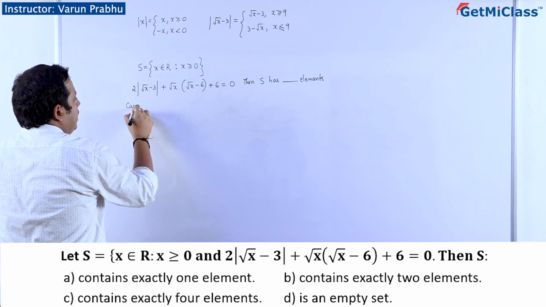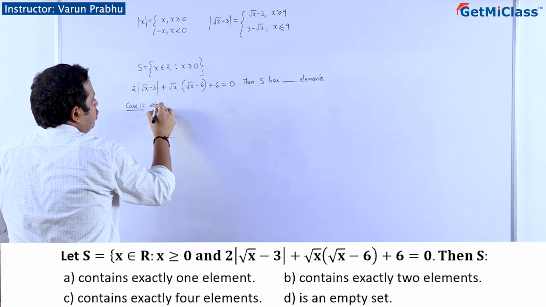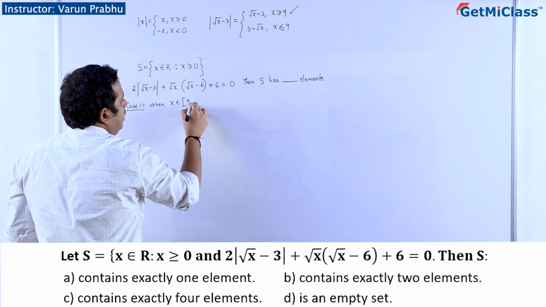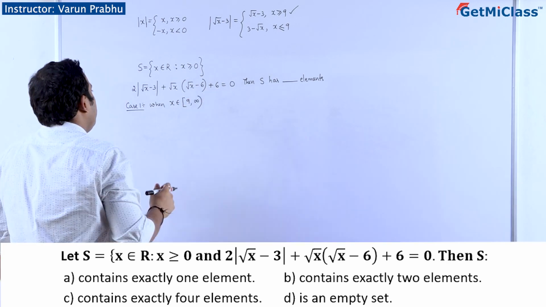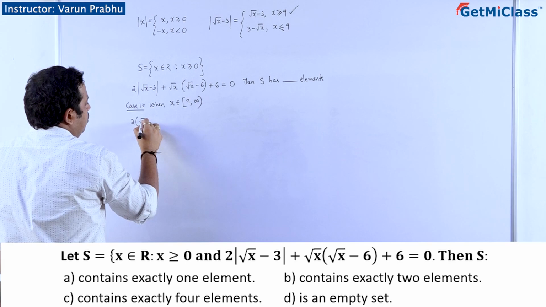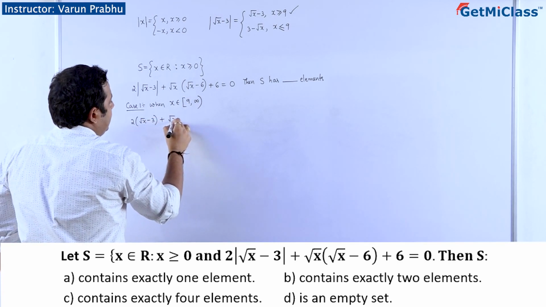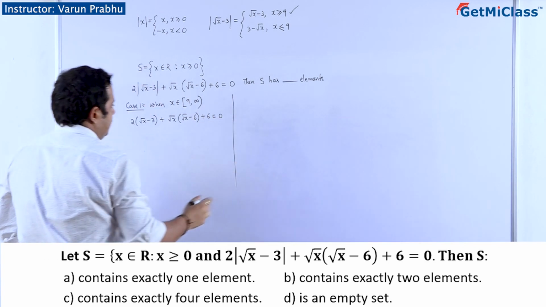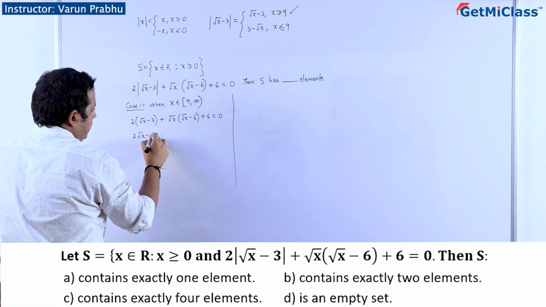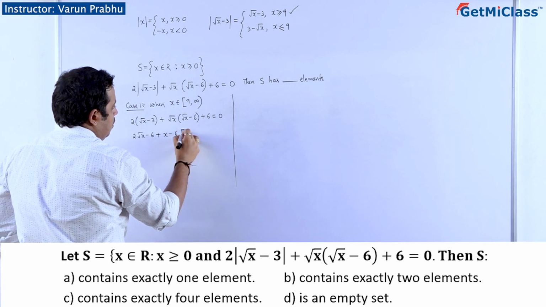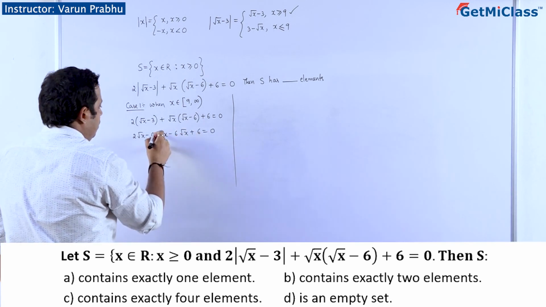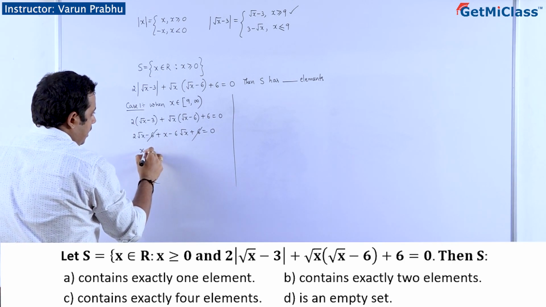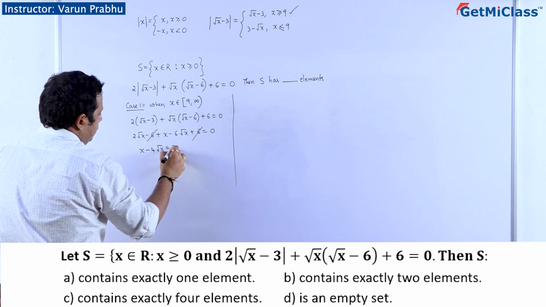So I'll take the first case. When x belongs to, greater than or equal to 9 means x belongs to the closed interval 9 to infinity, correct or not? So I can say 2 times root x minus 3 plus root x into root x minus 6 plus 6, that is equal to 0. This is the first case. So I can say 2 root x minus 6 plus x minus 6 root x plus 6 is equal to 0. You can clearly see here 6 and 6 will get cancelled. So x minus 4 root x is equal to 0, correct?